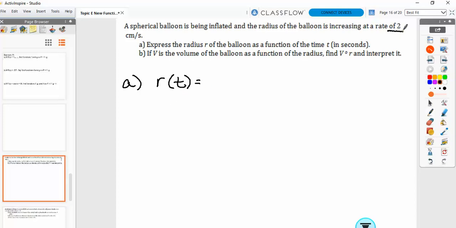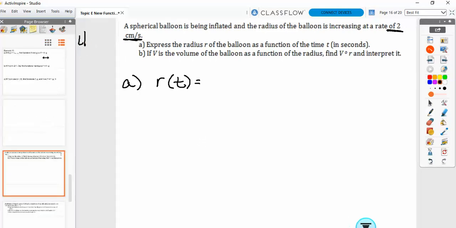We know that the radius increases 2 centimeters per second. So if you think about what that means. Okay, so if I made a table, I'm going to put time, radius. So at 0 seconds, the radius is 0. After 1 second, the radius would be 2. After 2 seconds, 4. After 3 seconds, 6. After 4 seconds, 8. So what would be my function? How would I find my radius? 2t. All right.